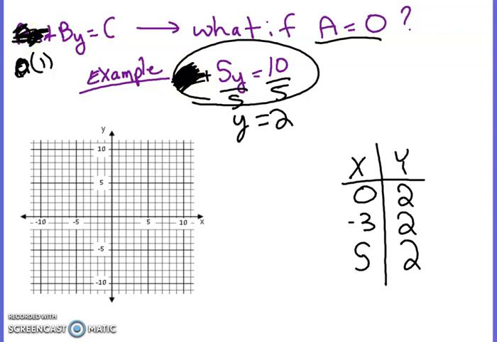So if you graph this, (0, 2), (-3, 2), (5, 2). I mean, if you kept going, you'd have a point there, point there, point there, and so on. And it's basically a horizontal line at y equals 2. Again, when a equals 0, when there is no x showing, and I ask you to graph it, it just says y equals 2, it's going to be a horizontal line.